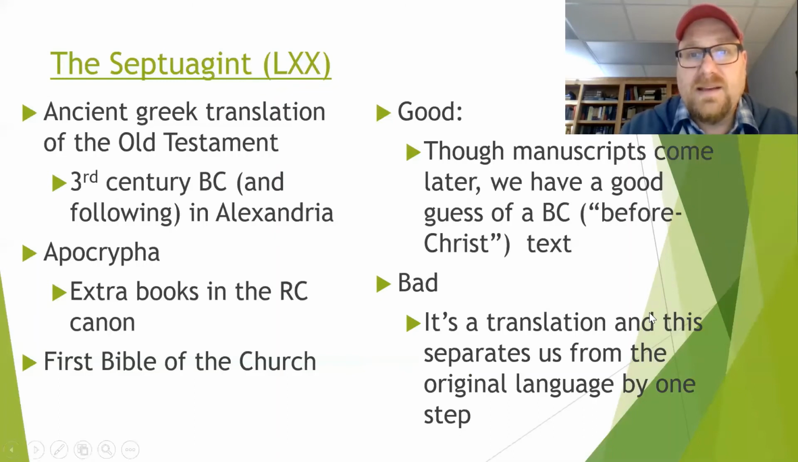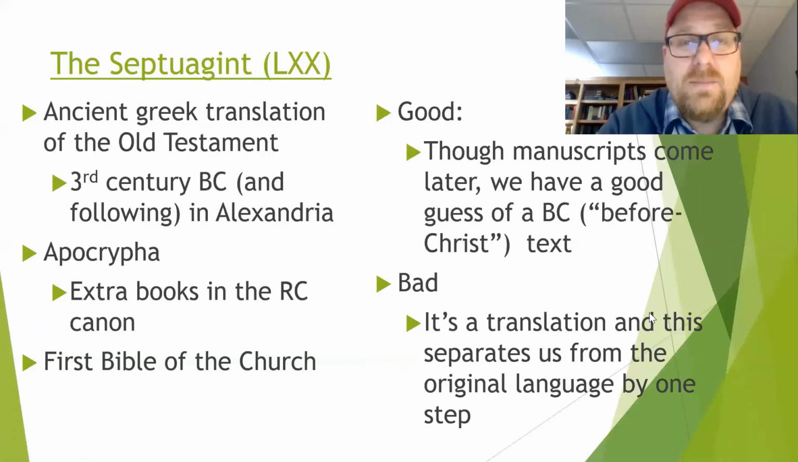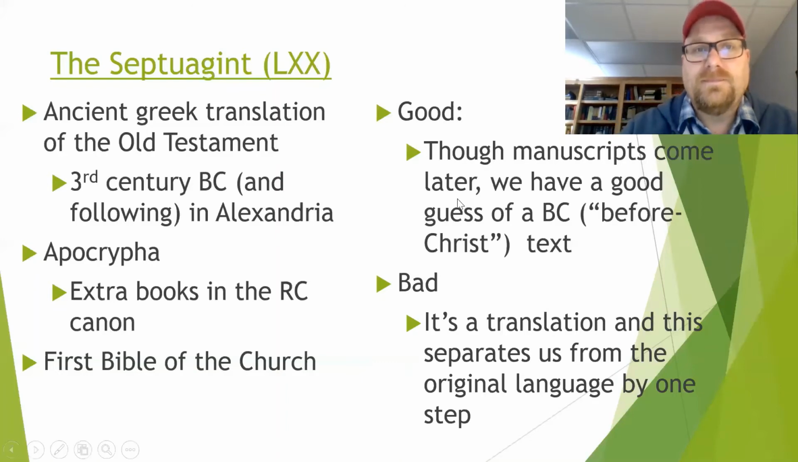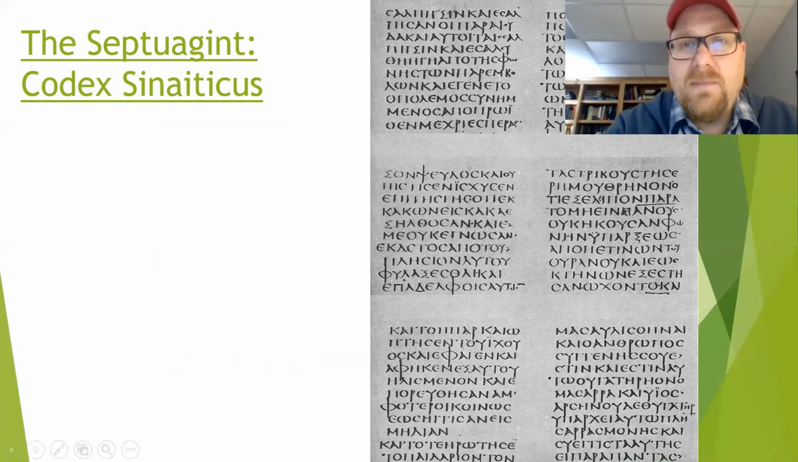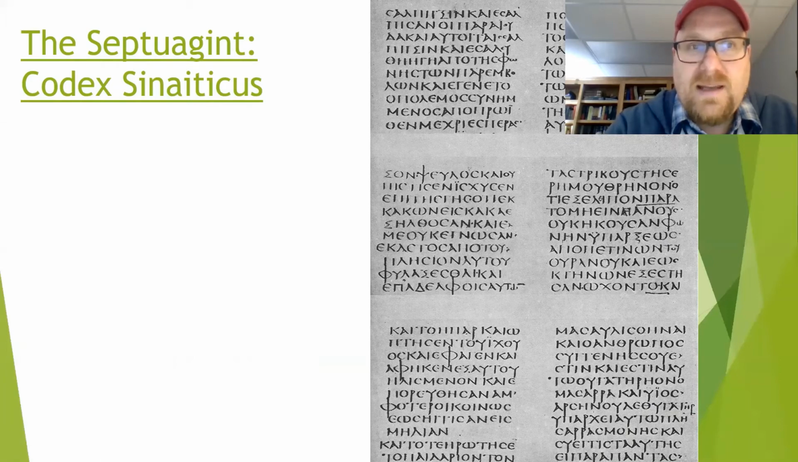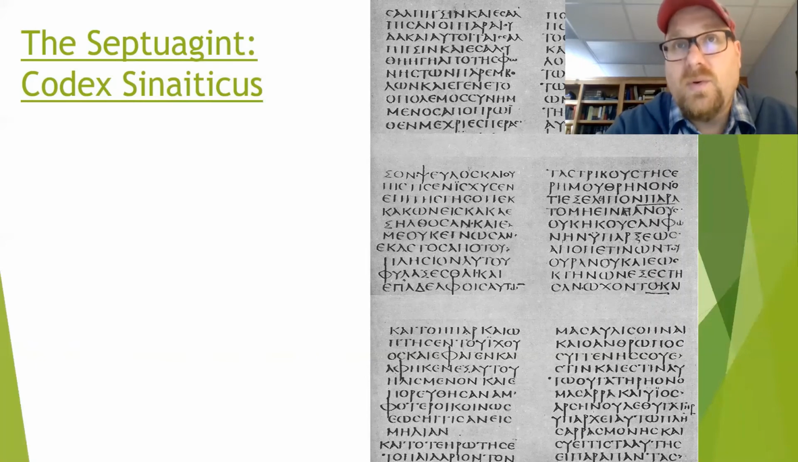What's bad is it's a translation, and it separates us from the original text by one step. Okay, here's an image of a famous, the Mount Sinai Codex. There's a monastery in Egypt known as Mount Sinai, and they found a copy of the Bible. And this was a Greek Bible that went from Genesis through the New Testament. So it was a complete Greek Bible, start to finish.